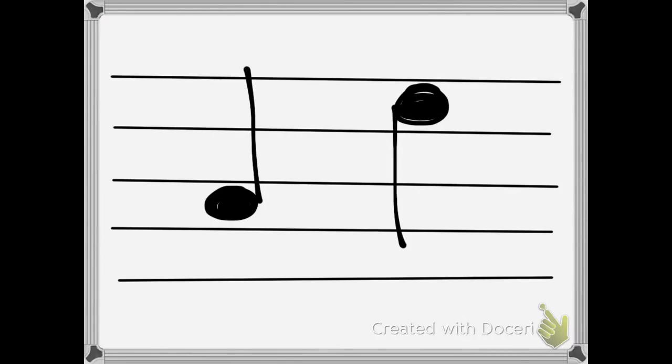We learned how to determine whether notes get higher or lower just by looking at them. So these two notes, we happen to get higher. And we learned space versus line notes. These two notes happen to be space notes.